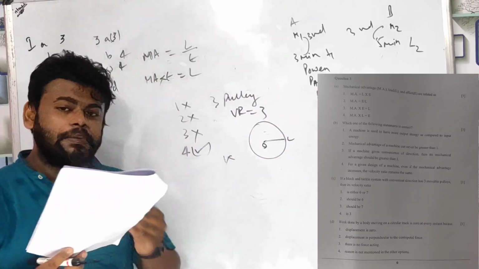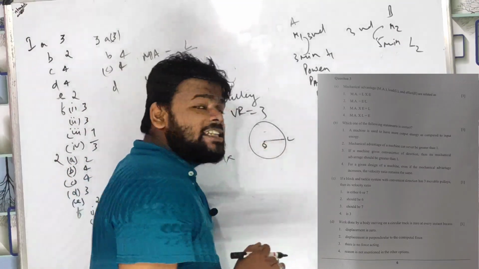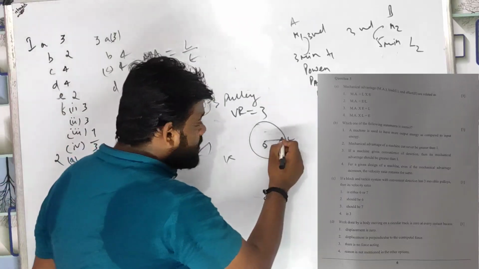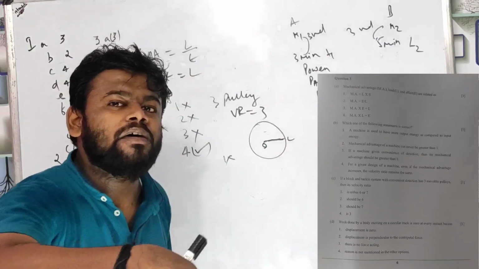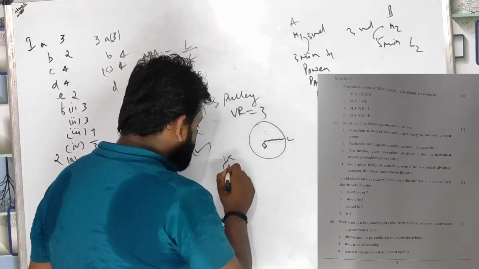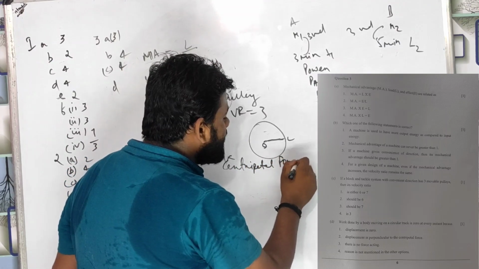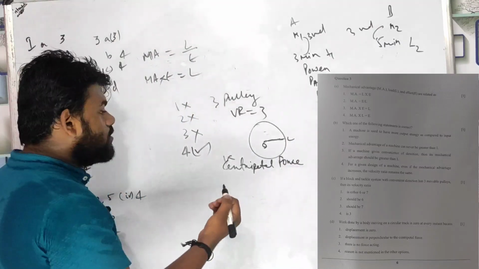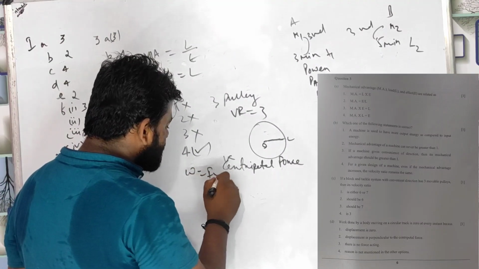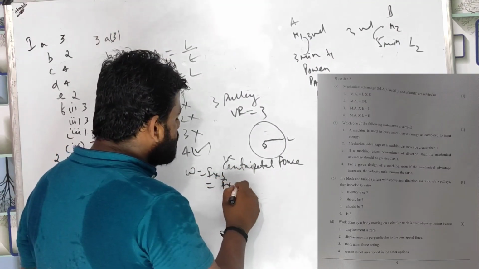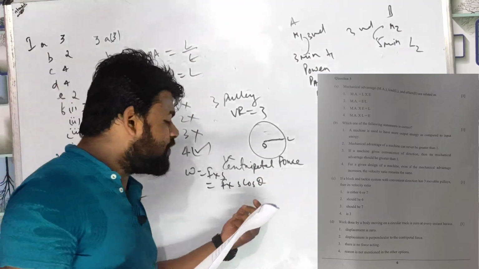Displacement is perpendicular to the centripetal force. From the center C, which kind of force is applying? Centripetal force. Remember this. In the case of work done, W equals F into S, right? But what is the correct formula? W equals F into S cos theta. That is the real formula.